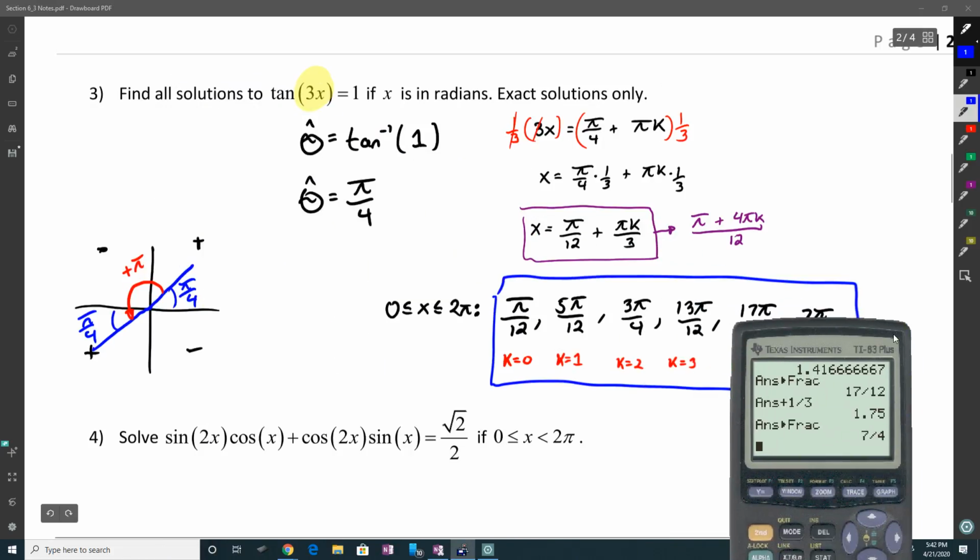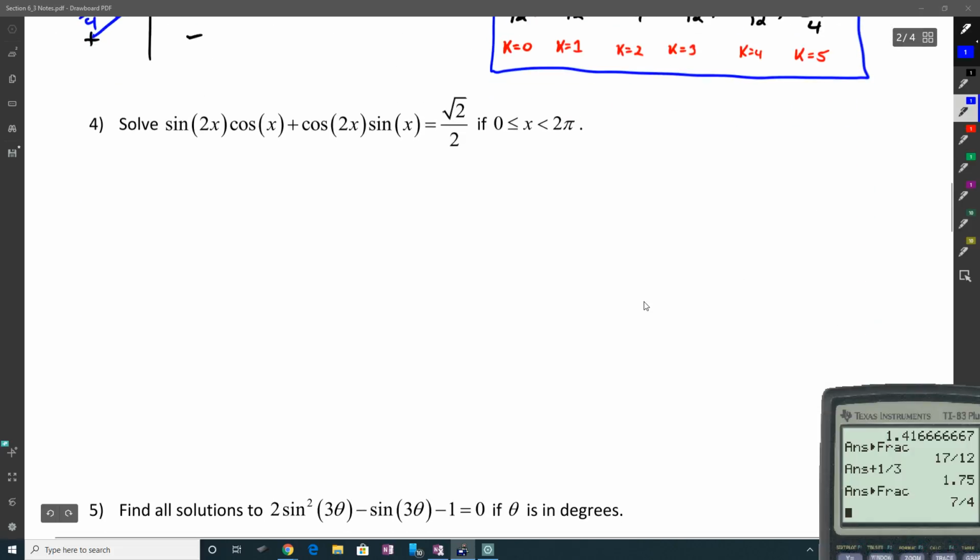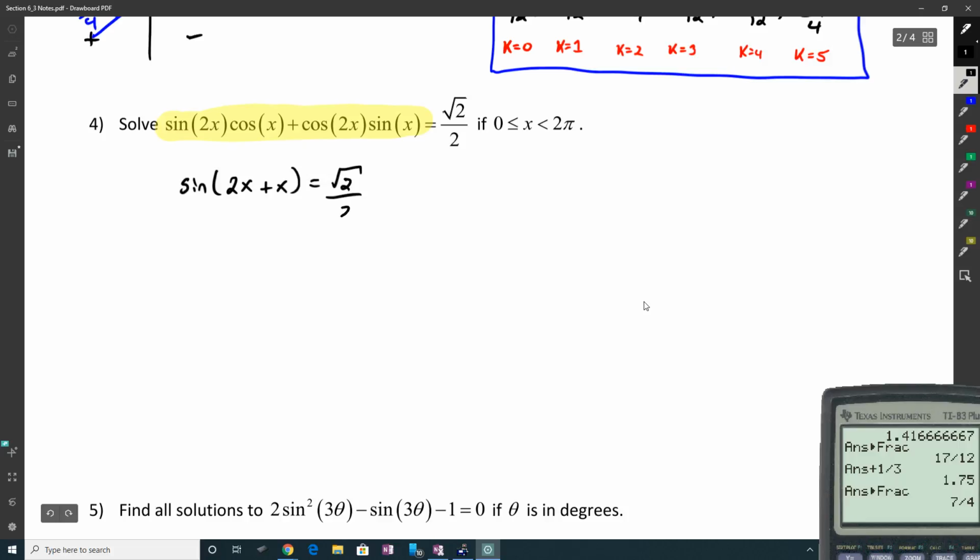All right, next one. So here, we're using a trig identity: sine, cosine, cosine, sine. This is actually the formula for sine of 2x plus x. So that's sine of 3x over 2. And looking at our angle here, our reference angle for square root of 2 over 2, we're in radians still, is pi over 4.